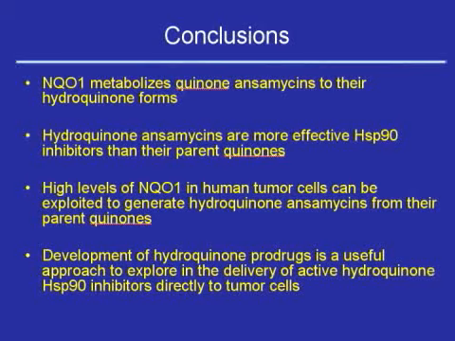So in conclusion, I think I'm close to time here. NQO1 metabolizes these quinones to their hydroquinone forms. Hydroquinone ansamycins are more efficient at HSP90 inhibition than the parent quinones. So we figured that the hydroquinones were the active agents. These high levels of NQO1 in human tumor cells really can be exploited, I think, for generating the active forms of these HSP90 inhibitory quinones, the hydroquinones, directly in these tumor cells. And if we get a second kind of targeting approach, we can develop hydroquinone prodrugs as a useful approach, I think, to deliver these active hydroquinones directly to specific tumor cells.